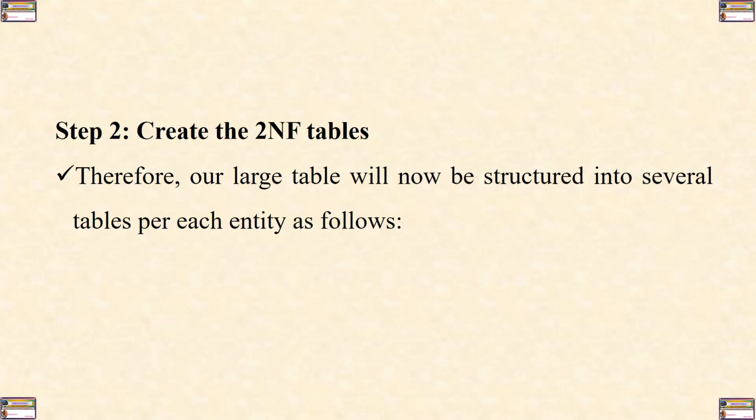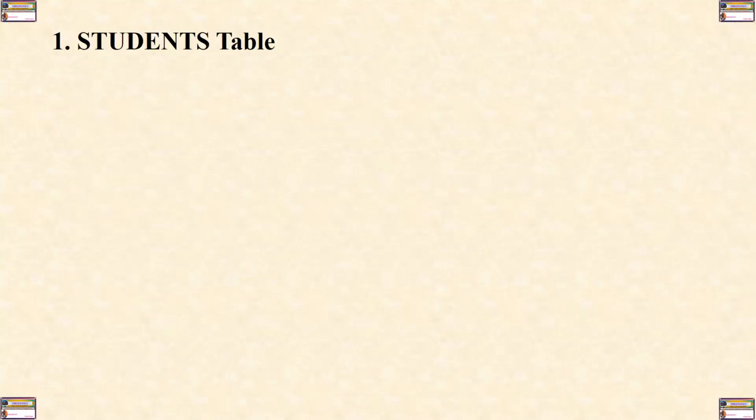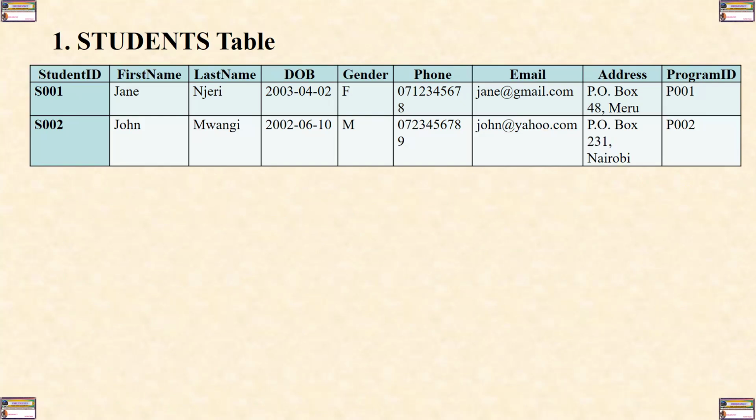The second step now is to create the second normal form tables. So our large table will now be structured into several tables by each entity, as we have seen. So here we go. We have our students table. What will our students table contain? It will have the following data: first name, last name, date of birth, gender, phone, email, and address. Those are the natural ones that we have picked, as well as student ID.